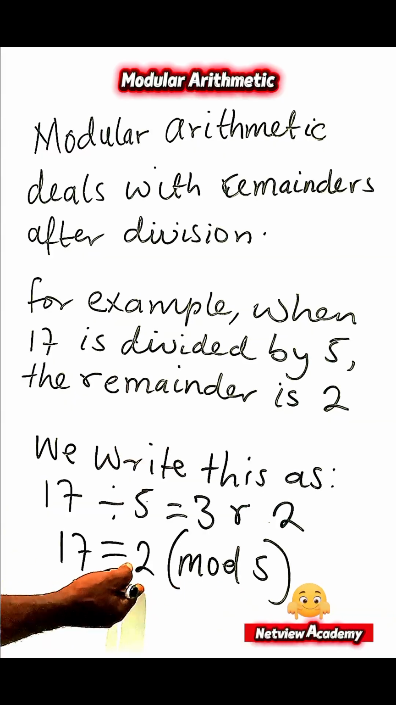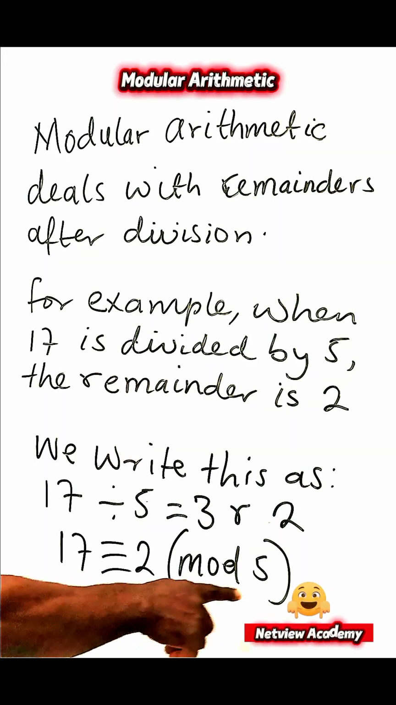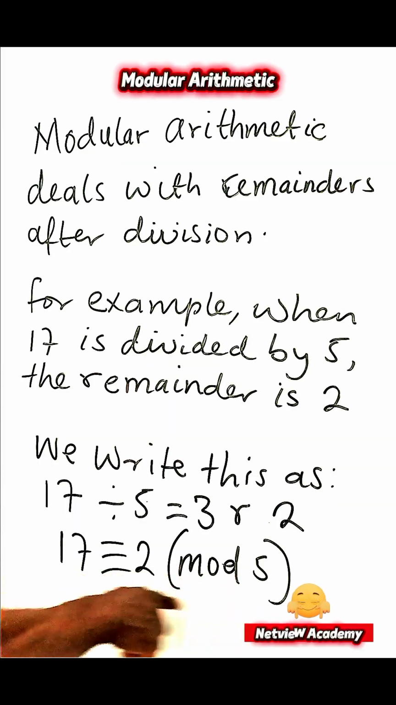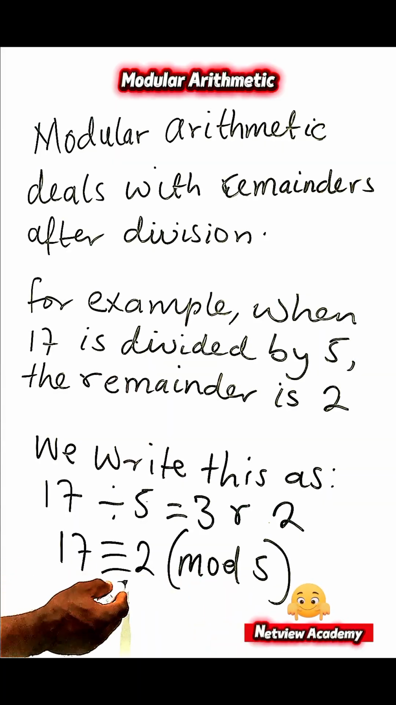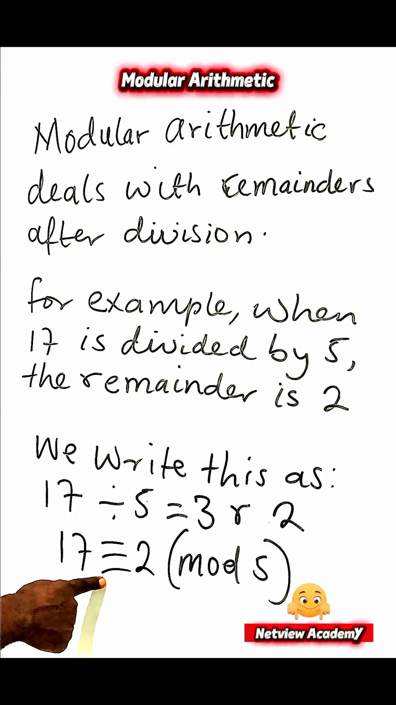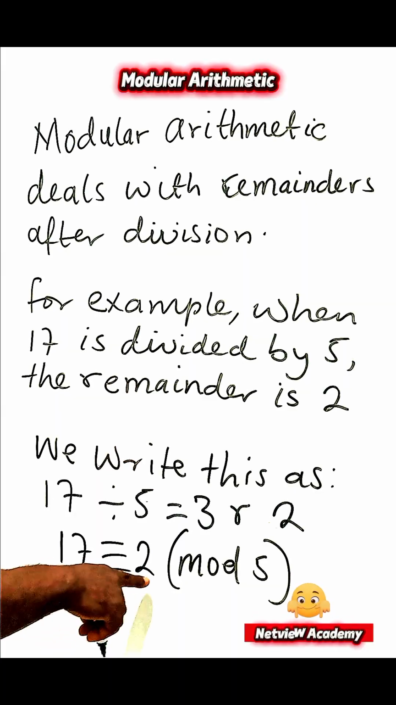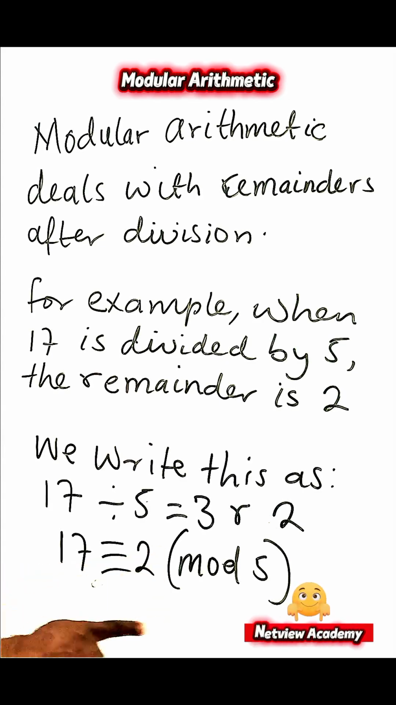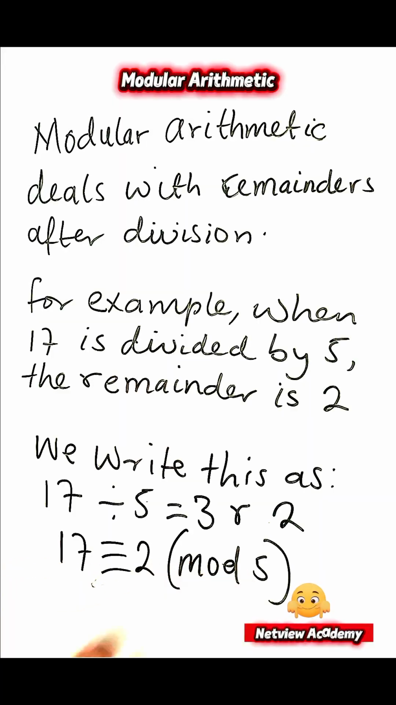What this means is that if you divide 17 by 5, you are going to get a remainder of 2. If you divide 2 by 5, you are also going to get a remainder of 2. So that's the meaning of this symbol here, congruency. Therefore, 17 is congruent to 2 modulo 5.